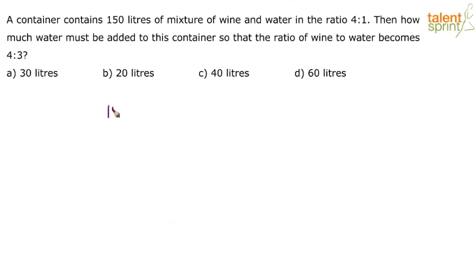There is 150 liters of a mixture where the ratio is 4:1. You have added some water to it. You don't have to write all this on paper in the exam. I'm just trying to explain it to you. What quantity we do not know. But then after that, the ratio becomes 4:3. In the new mixture, whatever is the quantity, the ratio of wine to water becomes 4:3.